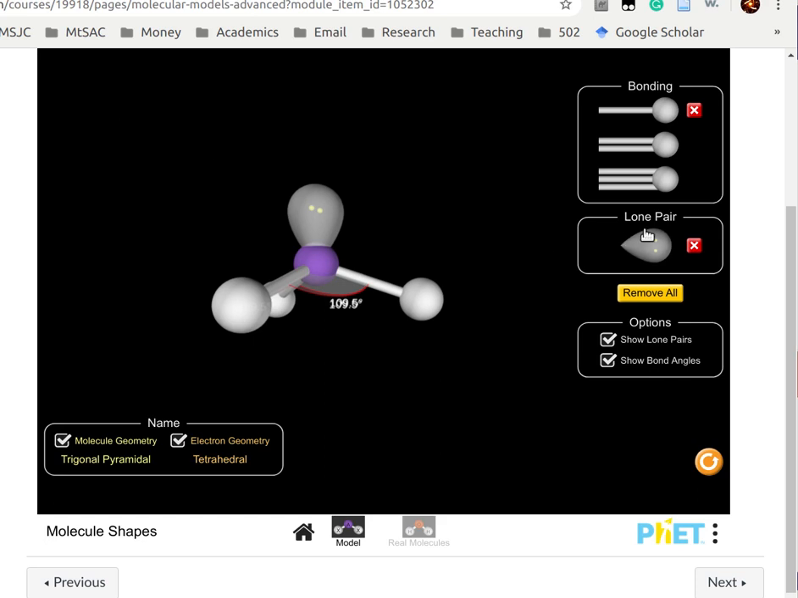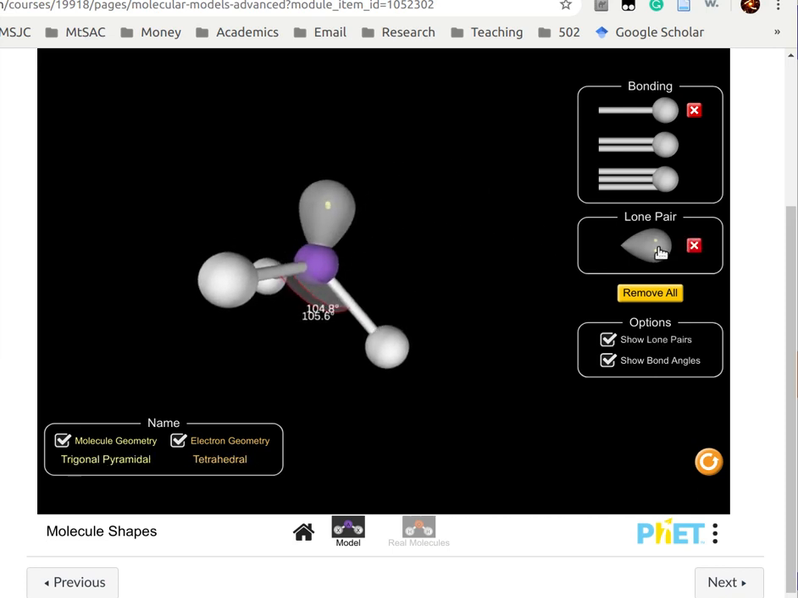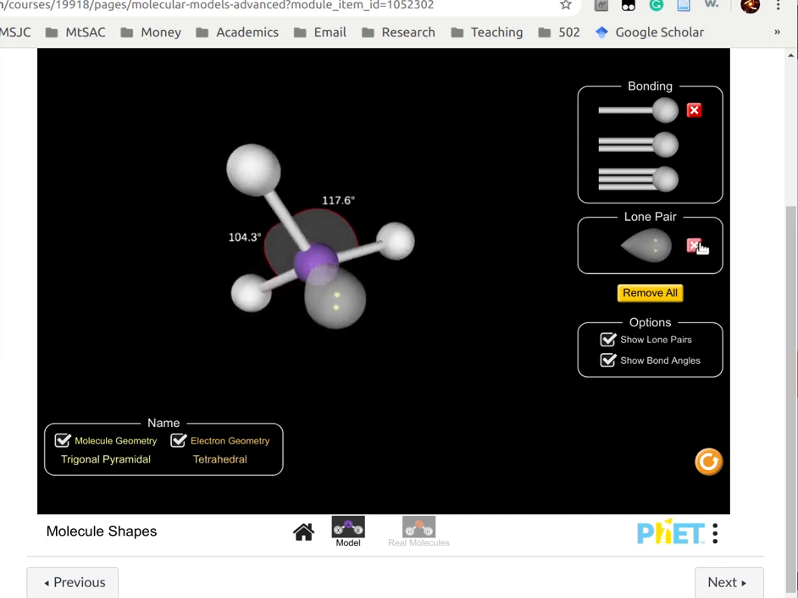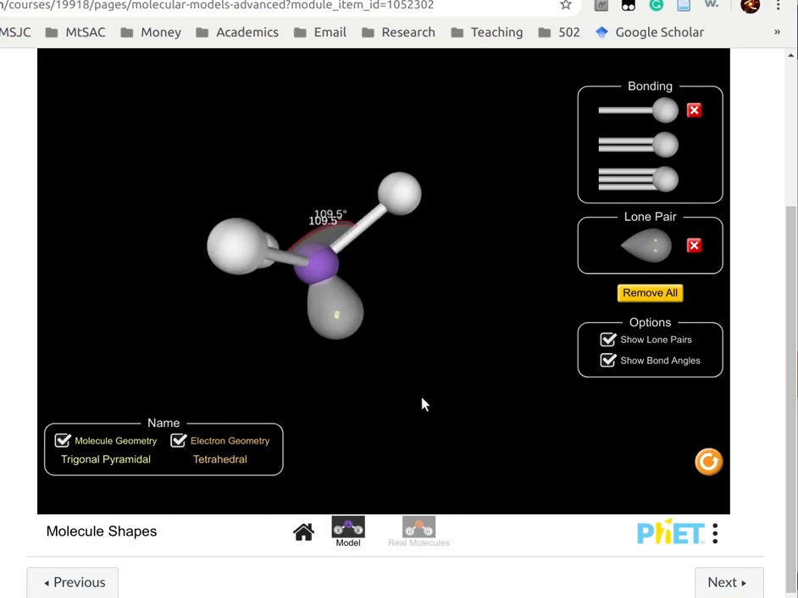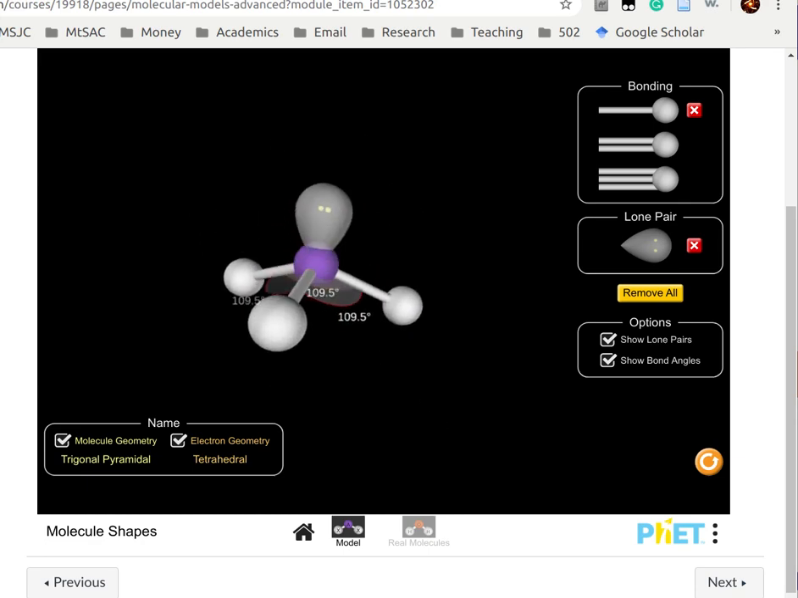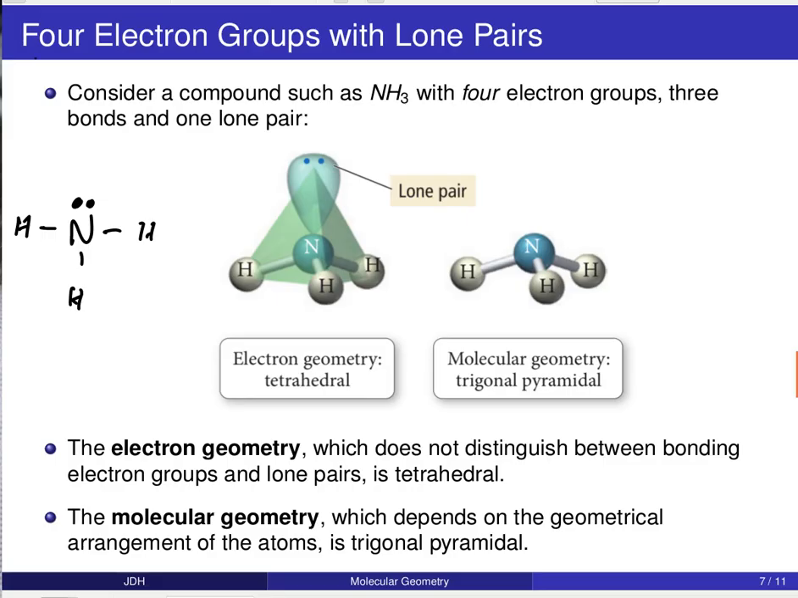Okay, and so really this comes down to just that presence of that lone pair perturbing that overall structure. All right. And so that's what we're talking about here in the notes, right? We've got this lone pair pushing those electrons down, giving us a molecular geometry that's trigonal pyramidal and electron geometry that's tetrahedral.